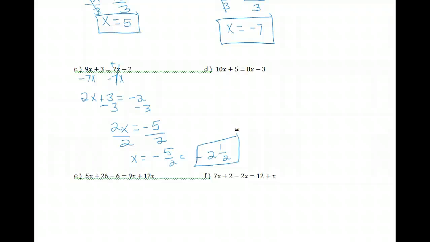Now, I told you before that it does not matter which variable you choose to move. You could have subtracted the 10x, or you could have subtracted the 8x. Either way, you should get the correct answer. It makes no difference. I choose to always subtract the term that has the smaller numerical value to keep my variable term positive. Personal preference. You don't have to do it that way. It's just my choice. So since 8 is smaller than 10, I'm going to subtract 8x from both sides.